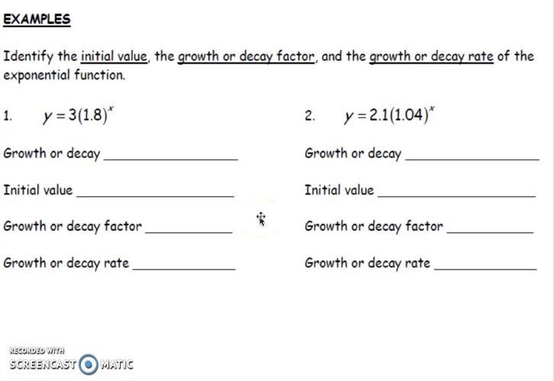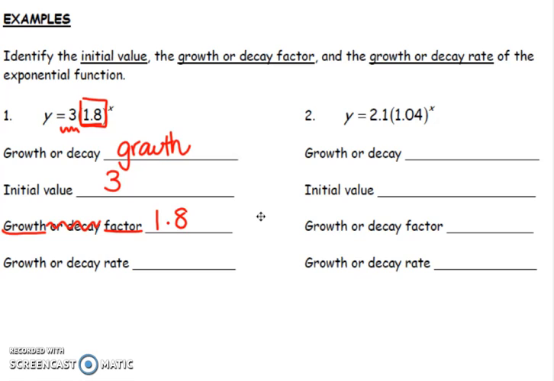All right, so looking at this problem, I need to figure out if it is decay or growth. So to do that, I'm going to look at the number in parentheses. 1.8 is bigger than 1, so that is going to be a growth problem. Okay. To find the initial value, that's going to be the number outside of the parentheses, so the initial value was a 3. The whole number in the parentheses is your growth factor, so it's not decay.